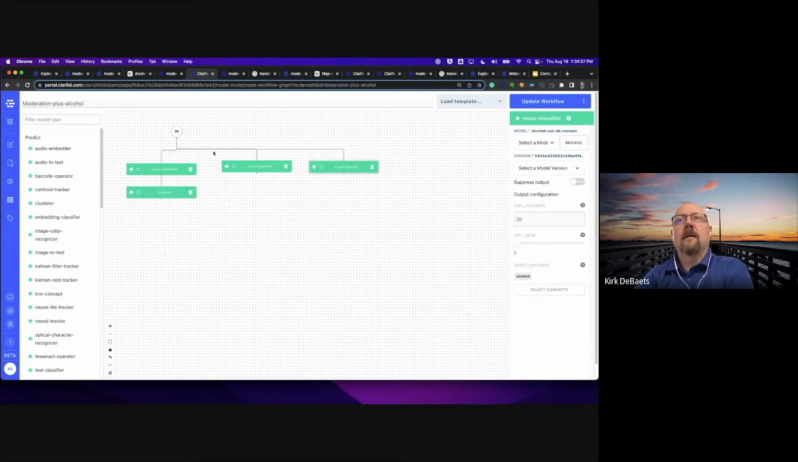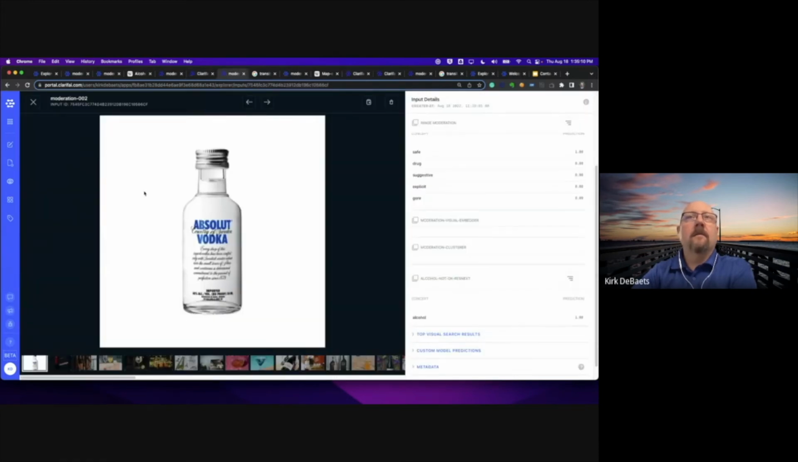Additionally, that input is sent over to our moderation visual classifier, which was part of the moderation workflow to begin with. And then we've added our second visual classifier, called alcohol not okay, res next. In that, we only had one concept, so it was easy for us to just select alcohol as that concept. So now we have the ability to evaluate that. Once we've got that into the model, that allows us to evaluate that image again.